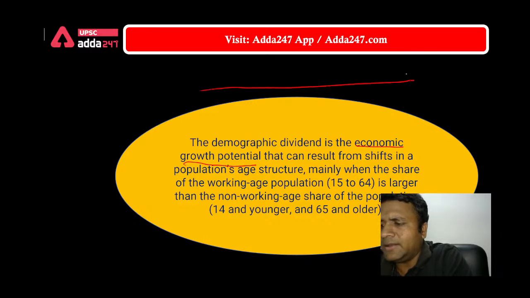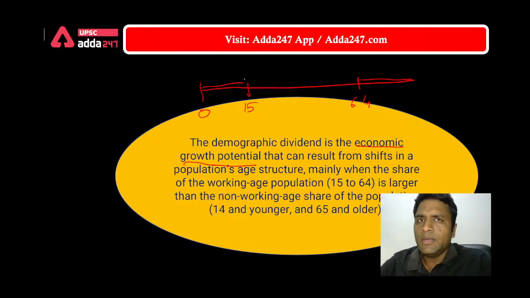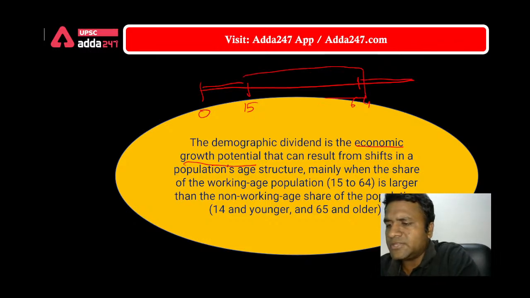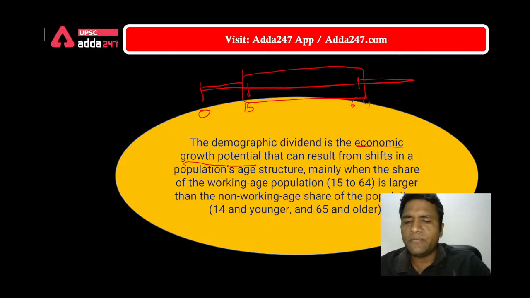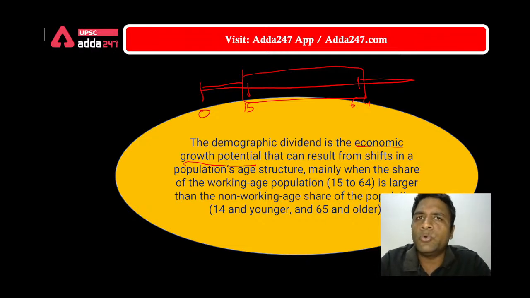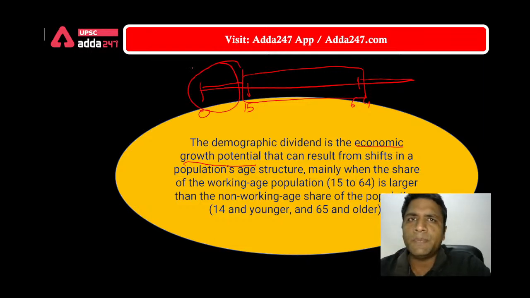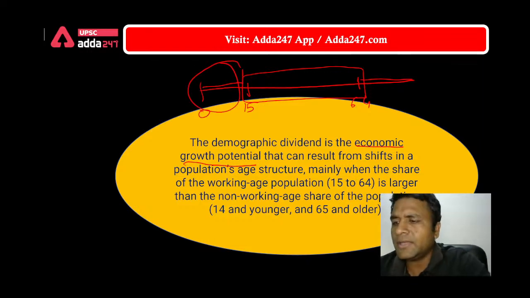You can have a timeline. Let's suppose we can divide it from 0 to 15, and then 15 to 64, and then 64 plus. Basically it is talking about the working age population, that is from 15 to 64. What it is trying to say is whenever the population of age group 15 to 64 is more than that of the dependent age group, which we call 0 to 15, the young people who are about to start working, and 64 plus who have already contributed to the economy.